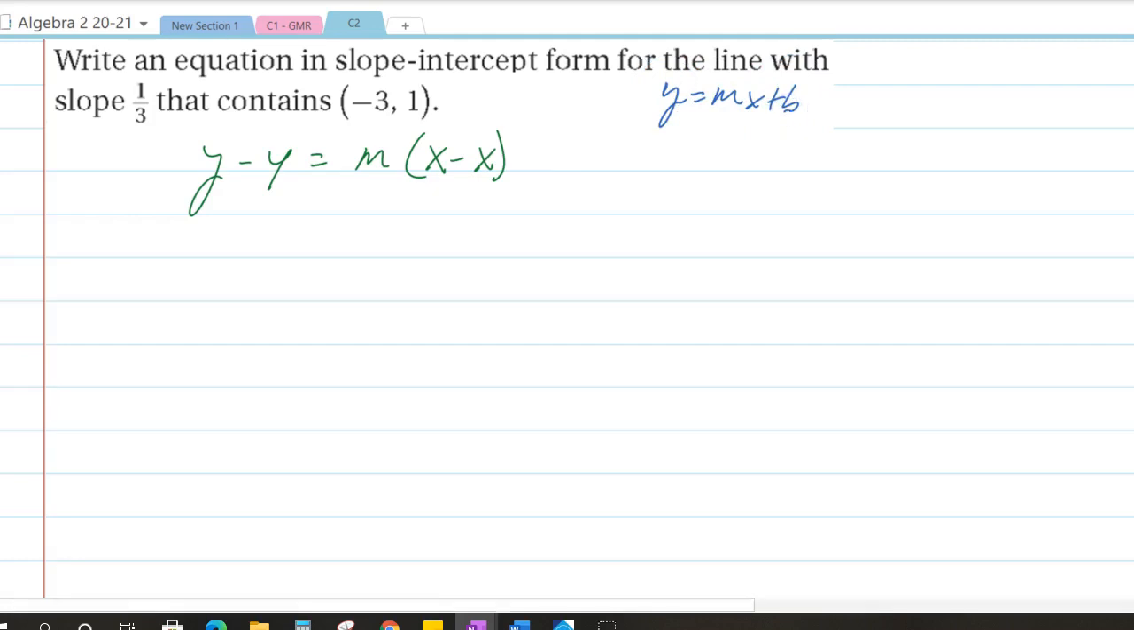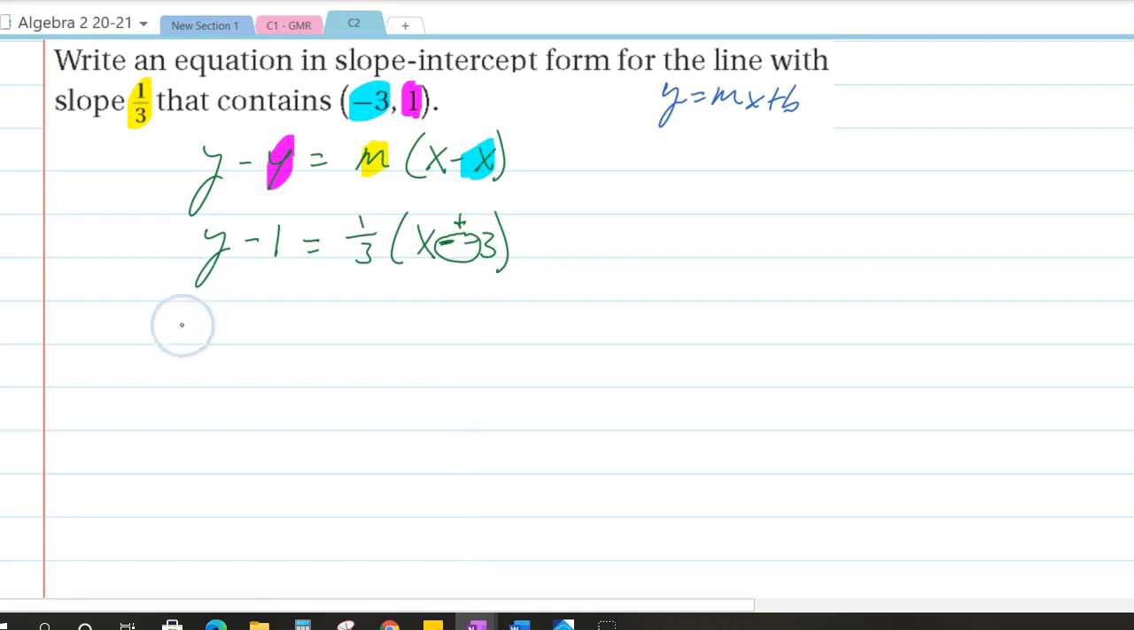But first things first, I have my slope, which is 1/3. I have my x value, which is -3. And then I have my y value, which is 1. Just fill things in. Y minus 1 is equal to 1/3 x minus -3. Notice there's two negatives there, so they become a positive.